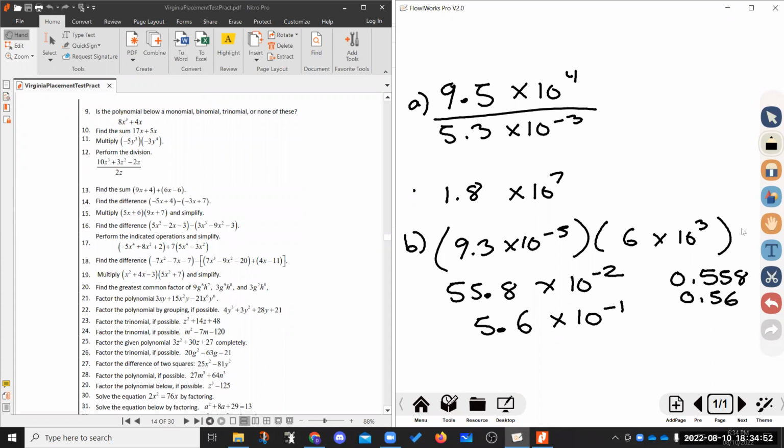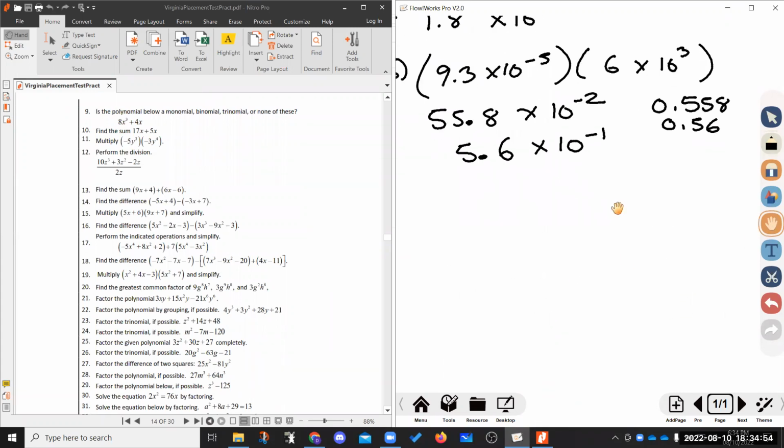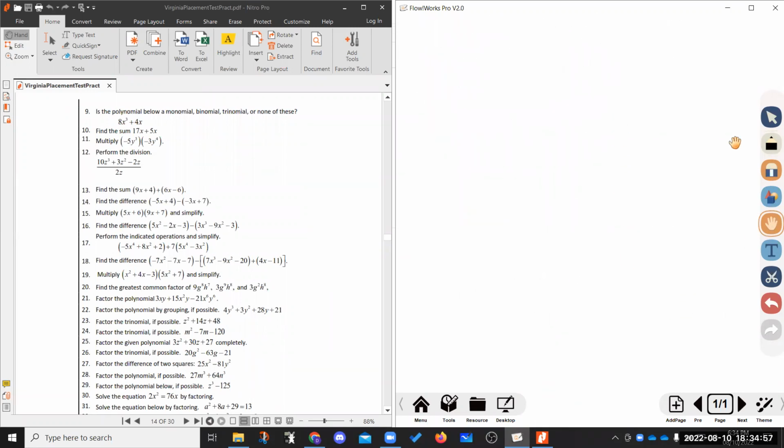Number 9 tells me that I want to classify the polynomial below as a monomial, binomial, trinomial, or none of these. I see two terms of different degree, 8x to the 3rd plus 4x. This is degree 3. This is degree 1. Two different unlike terms. This is a binomial because it has two terms. Bi means 2, tri means 3, mono means 1.